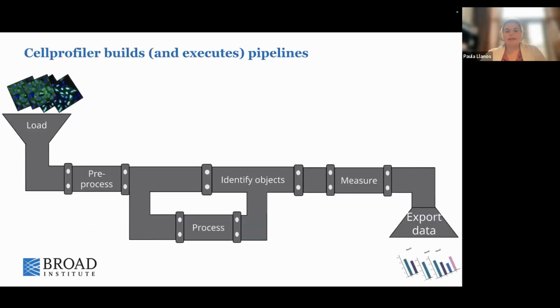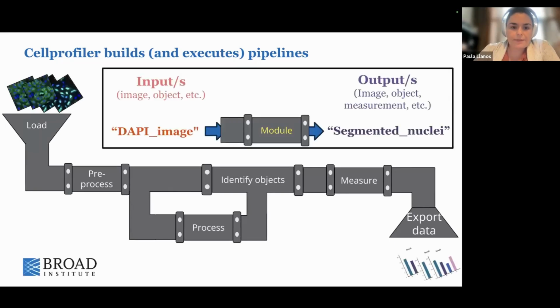CellProfiler works by building pipelines. The pipeline is built with modules. For example, we start the pipeline by loading our image and setting some settings to load it, then continue with some pre-processing on our image to achieve our aim, which is to identify objects and get some measurements. Finally, once we get our measurements, we export the data. That is the main idea of how CellProfiler works.